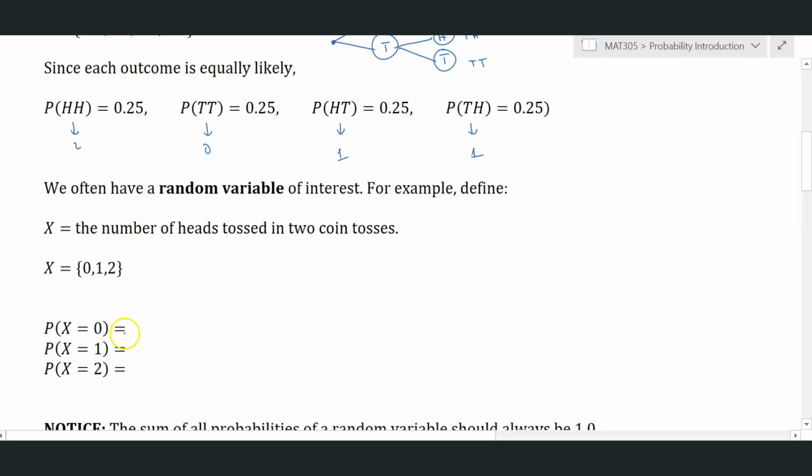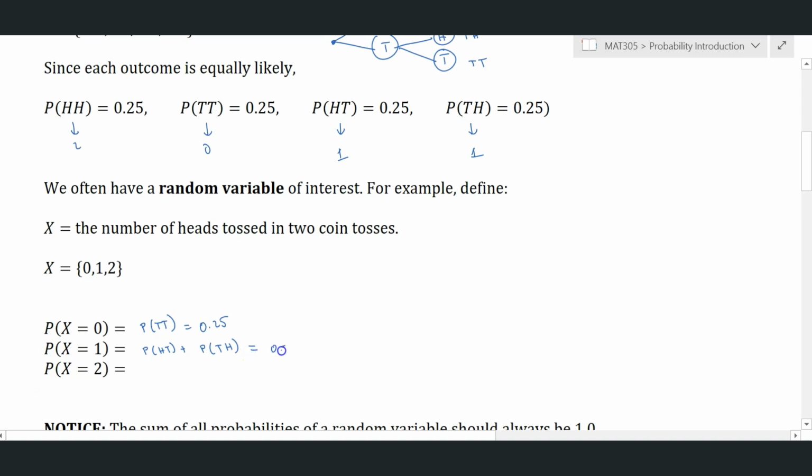So the probability that x is equal to 0 would be the situation where we get 2 tails. So that's the same thing as saying, what's the probability of tails? And we already know that that's 0.25. The probability that x equals 1 would be the situation where we get 1 tail, and that's actually the sum of 2 probabilities, which notice are non-overlapping. You can't have both of these things happen at the same time.